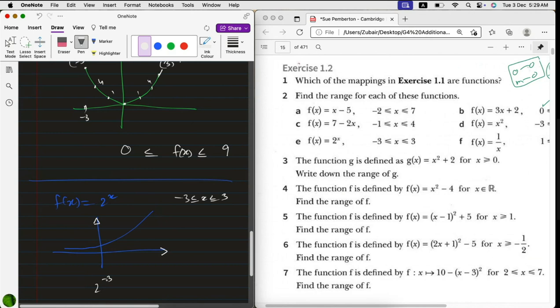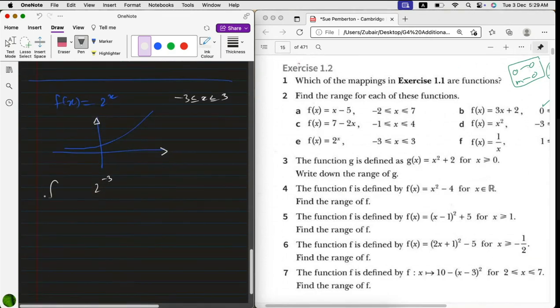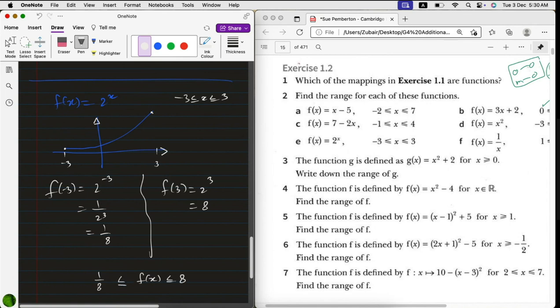So 2 raised to minus 3, f of minus 3 is 1 over 2 cubed, that's 1 by 8. On the other hand, substituting positive 3 is 2 raised to 3 giving me 8. So 1 over 8 is the lowest value at minus 3, and at positive 3 the highest value is 8. 1 by 8 is less than or equal to f of x is less than or equal to 8 for this given domain.